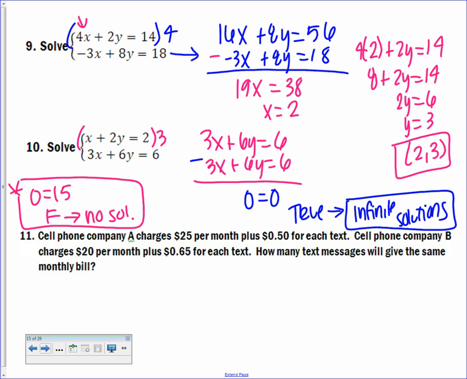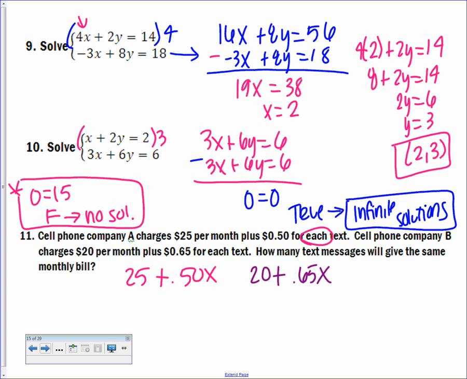Okay, so let's try number 11. Cell phone company A charges $25 a month and 50 cents for each text. Company B charges $20 a month plus 65 cents. How many text messages will give them the same cost? So let's try cell phone company A: $25 a month plus 50 cents for each text. Remember that every time you see that, that's the number that gets your variable. And then cell phone company B was $20 a month plus 65 cents for each text.